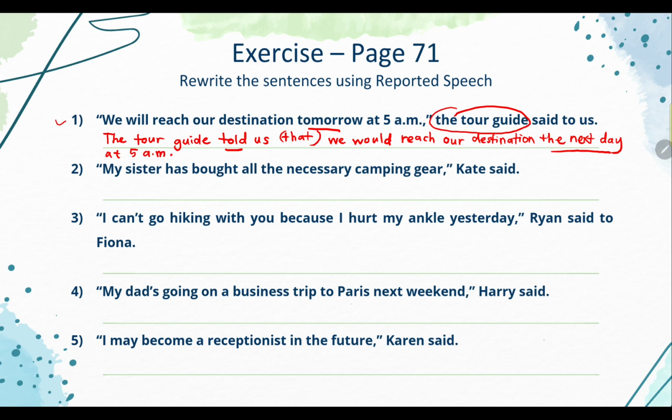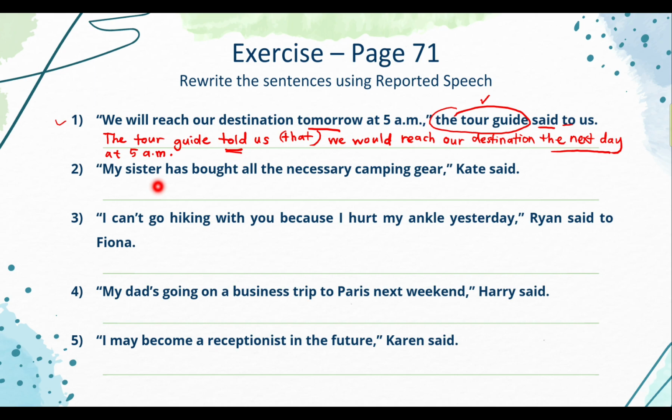So you change it into reported speech by moving the subject in front. Subjeknya, siapa yang cakap tu kita bawa ke depan. The tour guide. So told. Told you can also change to the word said. Nak guna said pun boleh. The tour guide said to us. Kalau nak guna said kena ada to lah. Or you can also use the word informed. The tour guide informed us that we would reach our destination the next day at 5 a.m. So the verb here you can change accordingly. You can refer to the reporting verbs in the previous slide.